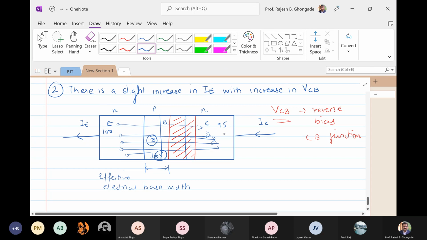How many electrons will reach here? 97. तो कलेक्टर करंट यानी एमिटर करंट बेसिकली वो बढ़ गया या कम हो गया? बढ़ गया. That is what we are looking at here. Emitter current increases. We already know the equation, IE is IB plus IC. Obviously IC बढ़ रहा है तो IE भी बढ़ने वाला है.